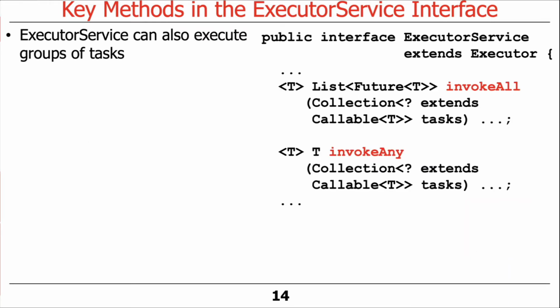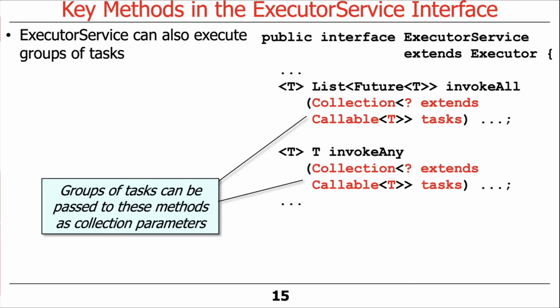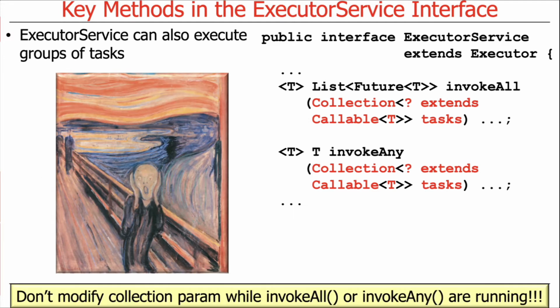You can also execute groups of tasks. These are methods called invokeAll and invokeAny. There are a couple different flavors of them. What you can do with these methods is pass in collections of tasks, and those tasks will be run all at the same time. And you'll see that there are a couple different variants here.